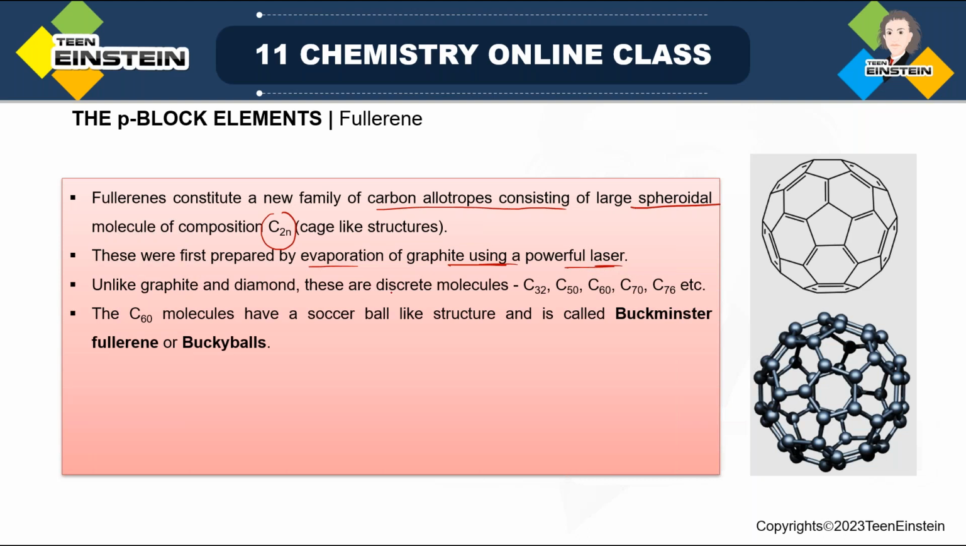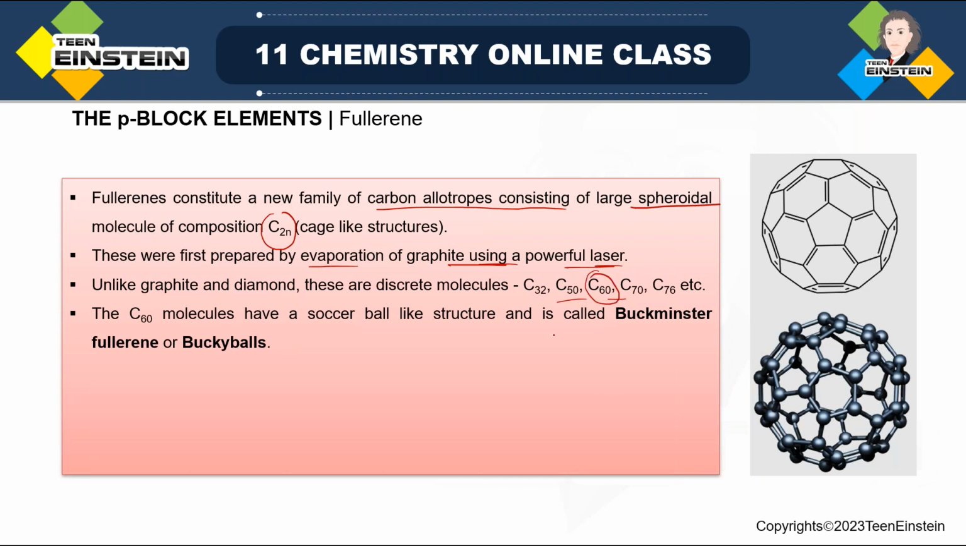So unlike graphite and diamond, these are discrete molecules. In graphite and diamond, what we have seen is some extended type of structure, but in this case that is not so. They are discrete, separate molecules: C32, C50, C60. Now among these, we'll focus our discussion on this one, C60.